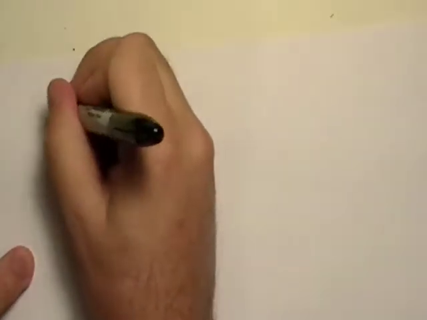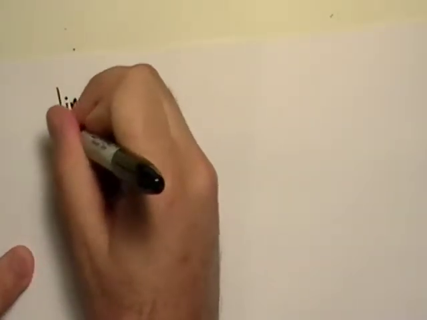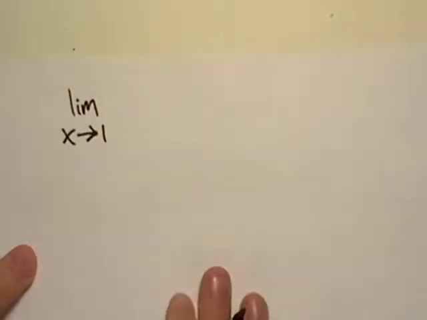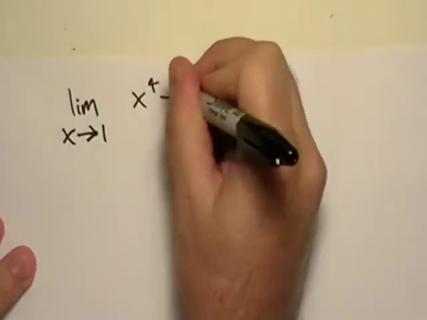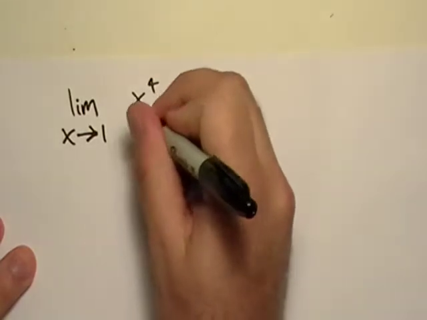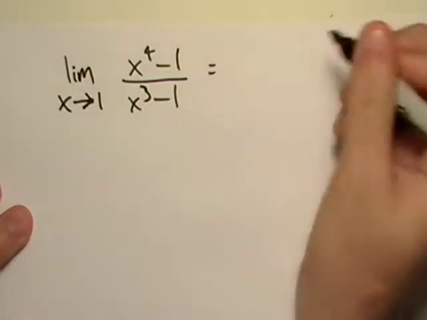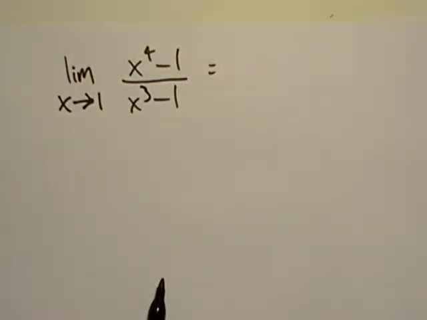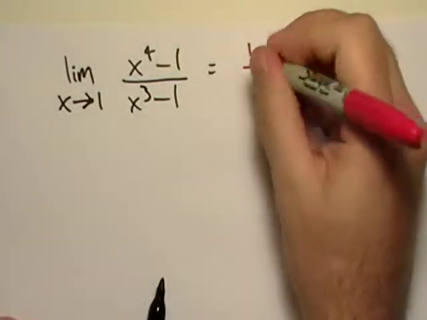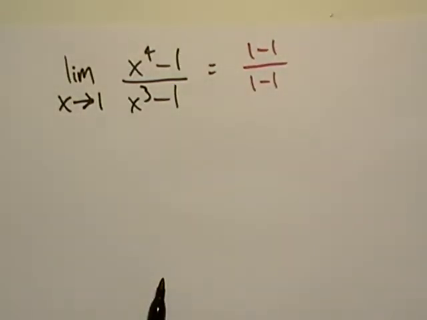All right, let's do another one. Do I have time? I think I'm going to have time. This is another typical example. Now this example is gonna require you to do some factoring. Okay, so right off the bat, if we plug in, we get 1 minus 1 over 1 minus 1, which is 0. Okay.